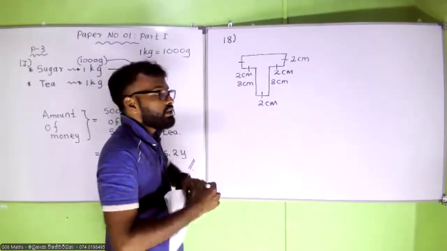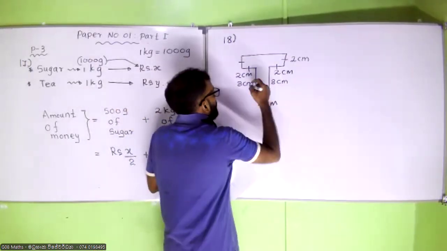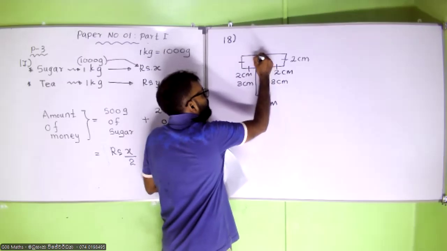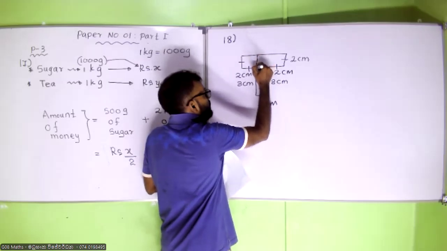Most important thing is, if this length is 2 centimeters, if I draw some kind of a dash line here, from here.